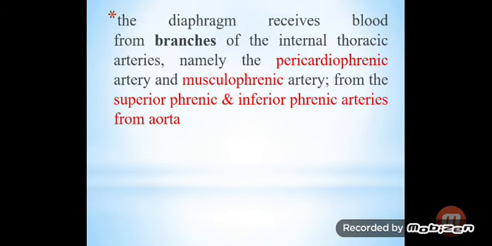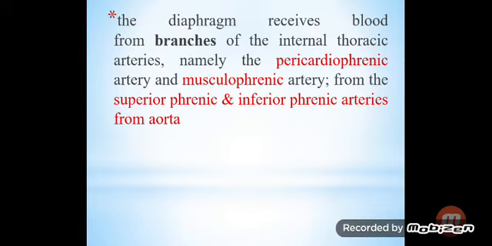What about the blood supply? The blood supply of the diaphragm takes branches from the internal thoracic arteries, which are the pericardiophrenic artery and musculophrenic arteries from the internal thoracic arteries. The word phrenic, when it is phrenic, it means diaphragm. Innervation or blood supply, phrenic means it supplies the diaphragm.